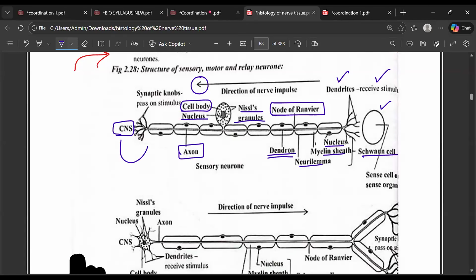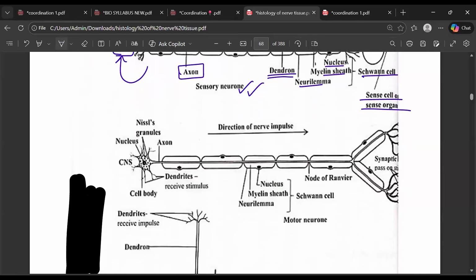As it is entering the CNS, it must synapse. So we get the synaptic knobs, and of course they are just there to pass on the stimulus, because I told you they are key in nervous transmission. So that is the sensory neuron for you. Of course, this is the sense organ, not the receptor organ. You know that.